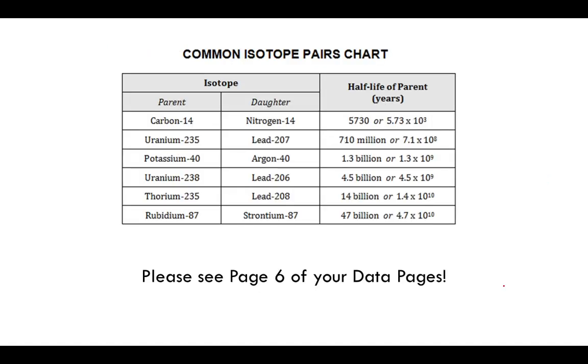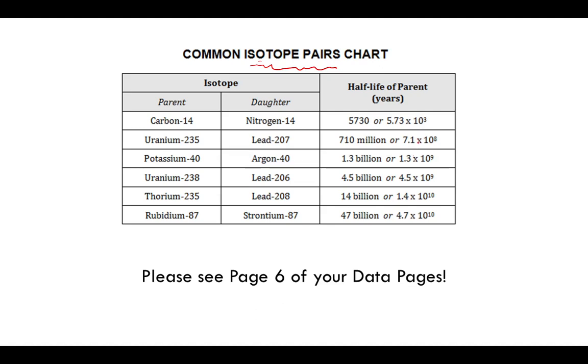If you go to data page 6, you will see that I have 6 different parent and daughter isotope pairs. That's the term here. They're called isotope pairs. And I've also specified in years what their half-lives are. So I could use any one of these parent and daughter isotope pairs, and you can look up the half-life here. Just a quick thing to say about half-lives.